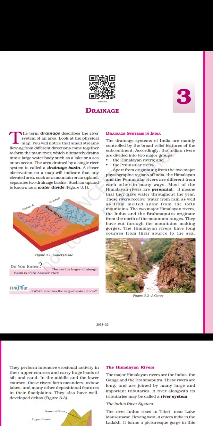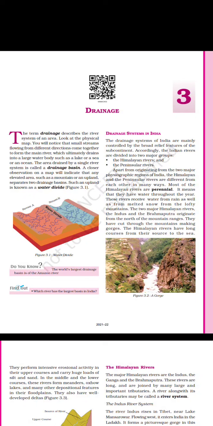Social Science, Contemporary India 1. Textbook in Geography for Class 9. Third chapter: Drainage. Audiobook. Take a look at figure 3.1. Water divide. Stream A, stream B, water divide. Take a look at figure 3.2.